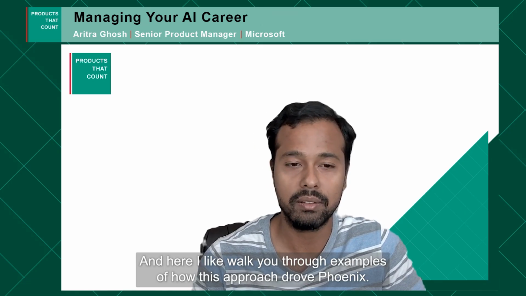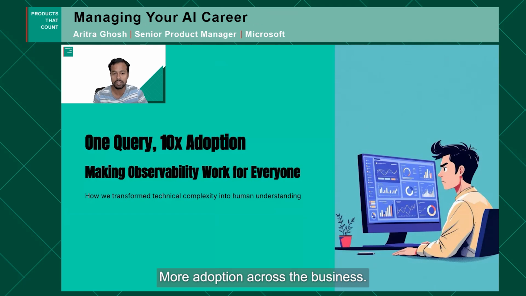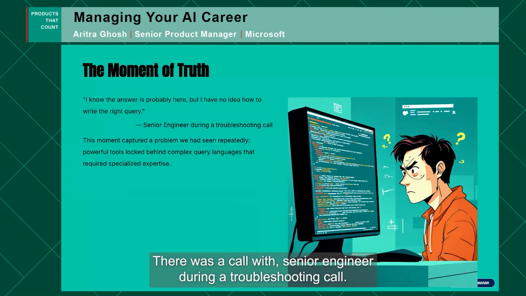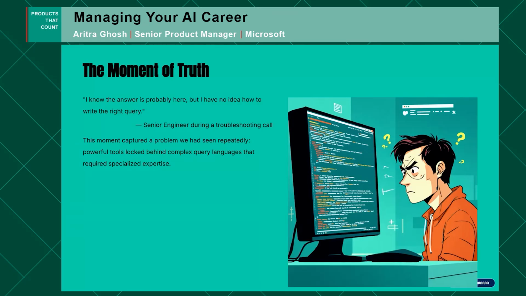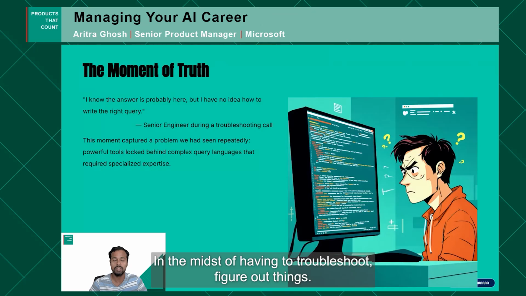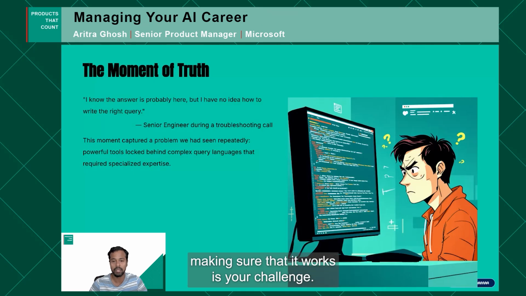And here I'll walk you through examples of how this approach drove 10x more adoption across the business. Get ready to be amazed. So this was the moment of truth for us. There was a call with a senior engineer during a troubleshooting call who expressed frustration not knowing how to write the right query to find the answer. In the midst of having to troubleshoot, figure out things, the additional burden of writing a query, making sure that it works is a huge challenge.